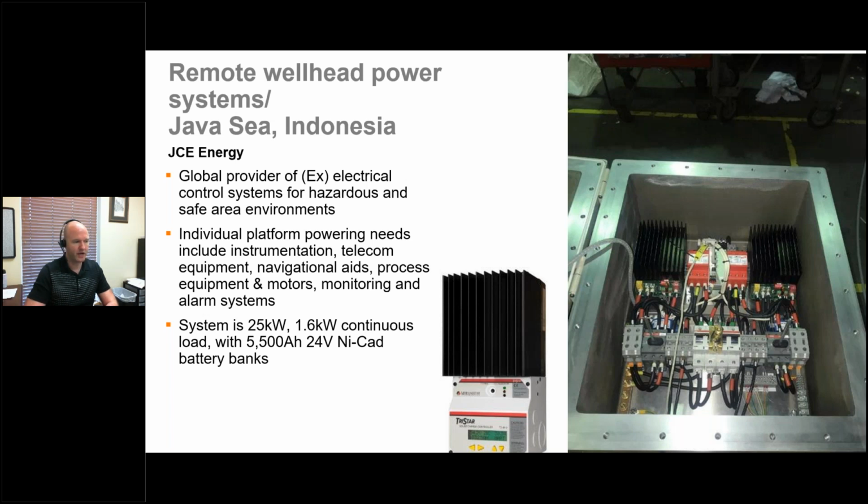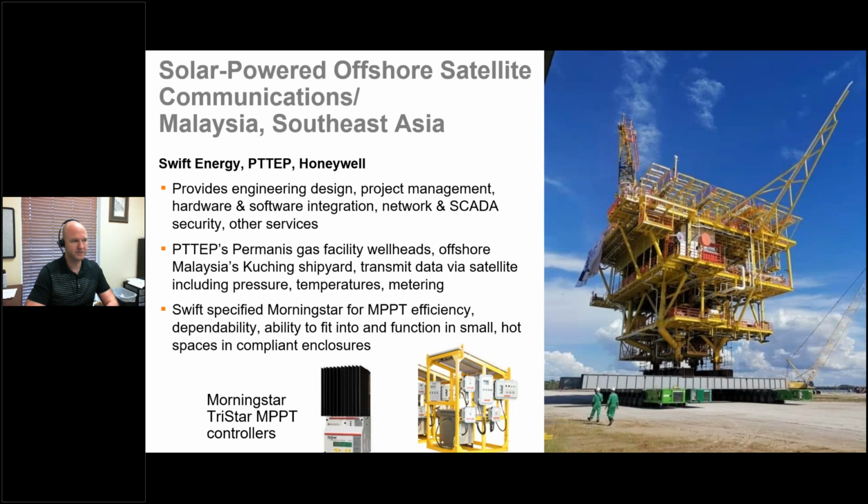And in this case, very high power loads, a 25 kilowatt system made up of several of these enclosures. The load itself was 1.6 kilowatt continuous. That's very significant for a solar system, and with a 5,500 amp hour 24 volt NiCad battery bank. NiCads being a very specific chemistry, which we can support in our controllers, and they're quite pricey, but they meet the needs of systems where they need extreme long life, very good reliability, and of course, the cycle life on NiCads is significantly better than lead acid. So we'll see very specialized chemistries such as this in these applications.